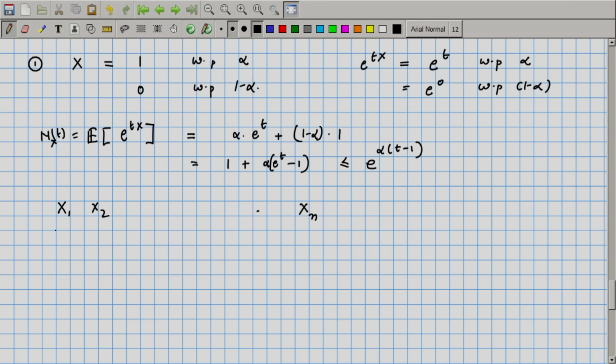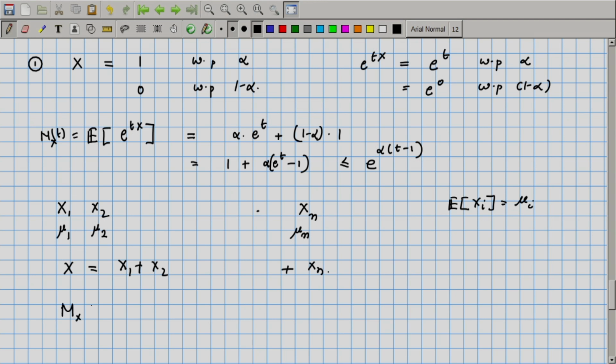So, let us say x1 takes the value 1 with probability mu 1, x2 takes the value 1 with probability mu 2, and xn takes the value 1 with probability mu n. Clearly, the expectation of xi is equal to mu i, because this is a 0-1 random variable, and its expectation is the same as the probability that it takes the value 1.